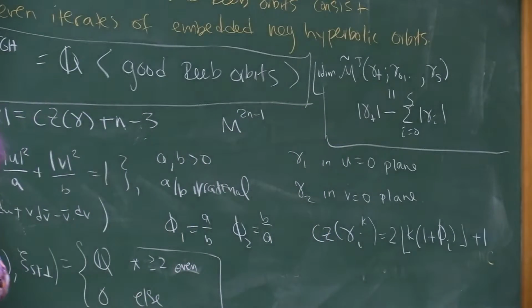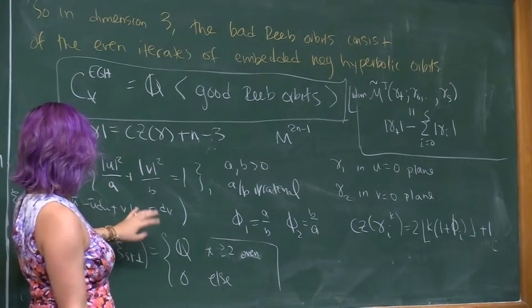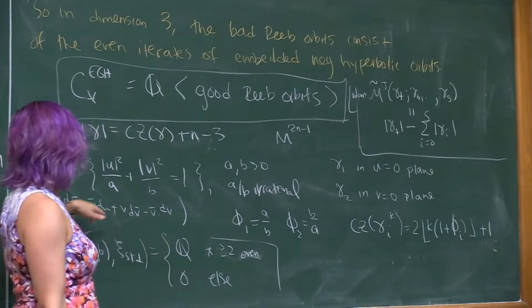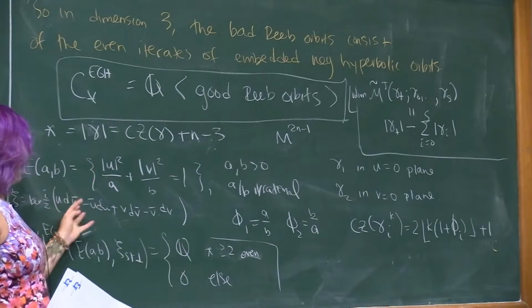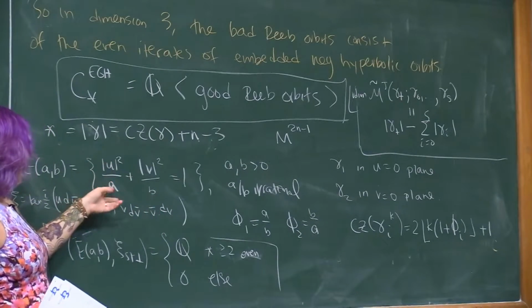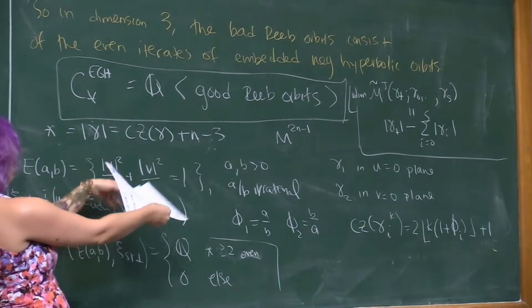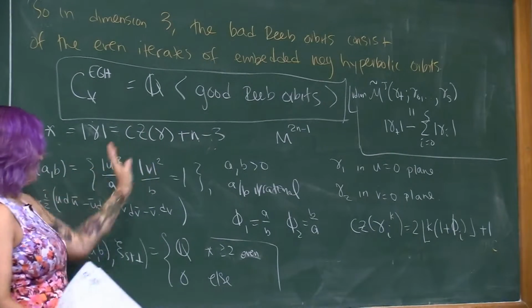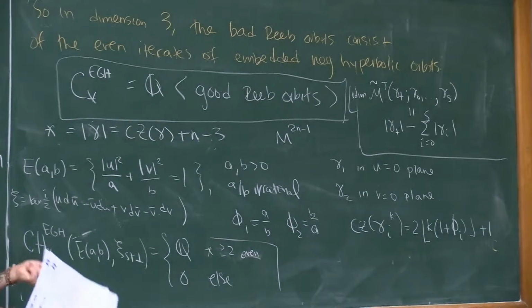Here you use the contact form i over 2 times (u d u-bar minus u-bar du plus v d v-bar minus v-bar dv). If you write down what the Reeb vector field is, you'll have a times the u stuff and then b times the v stuff, so that when you plug it in, you get norm u squared plus norm v squared equals 1. So you need the a and the b there to make sure you get the right answer.